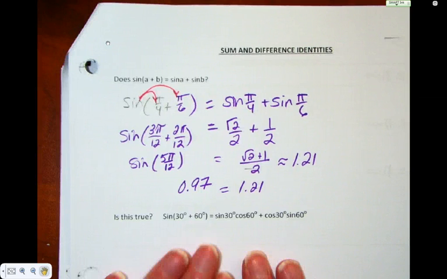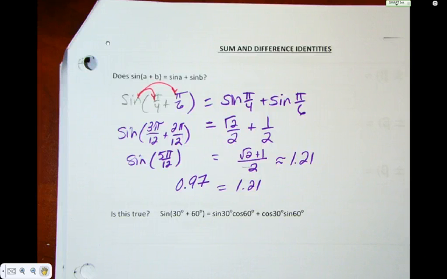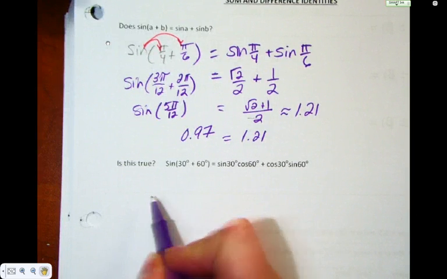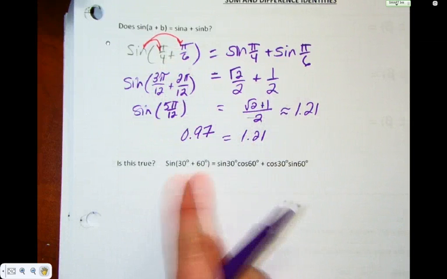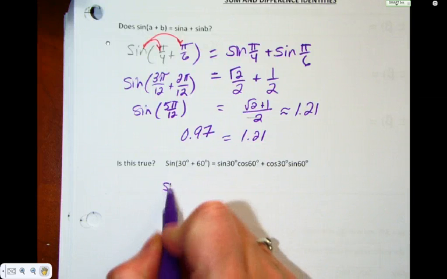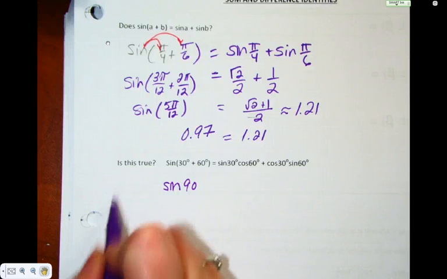Okay, well, let's look at this. Is sine of 30 plus 60 equal to the sine of 30 times cos of 60 plus cos of 30 times sine of 60? And you're like, what? How can those be the same? Well, let's prove it. Let's go to the left first because it's the easier side. So we're going to do exactly what we did up here. Let's add in the brackets first. So 30 plus 60 is 90. What's the sine of 90?